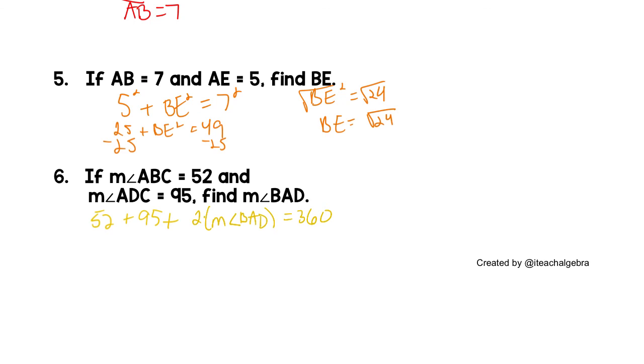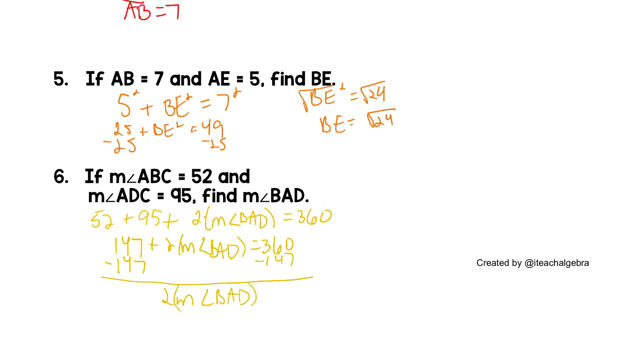So we can combine like terms over here. That's 147 plus 2 times the measure of angle BAD will give us 360. We can subtract 147 from each side, and I get 2 times the measure of angle BAD is 213. Divide both sides by 2. I get the measure of angle BAD is 106.5.